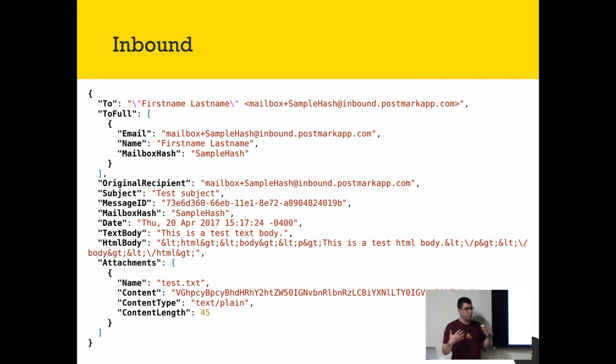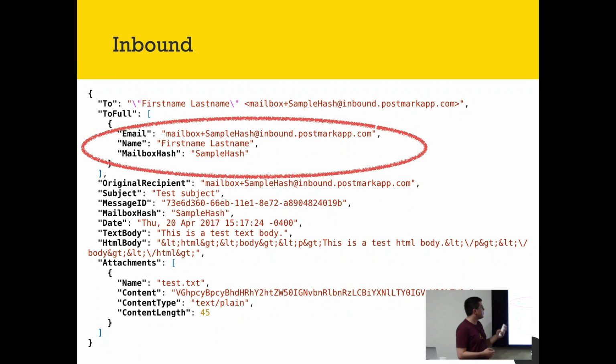So what is the actual payload that we're going to give you? Here it is, an email in JSON format. The first is who the email is to. You can take note of the mailbox hash there. That's an example of plus addressing, as you might know it. It's an easy way to throw IDs or other identifiable information that you need to hook up to your own application into an email address.